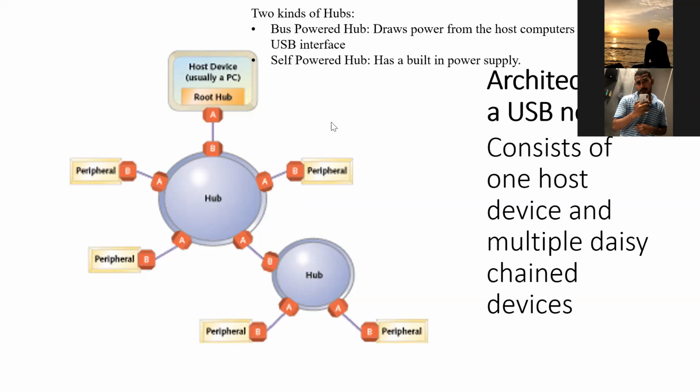Bus powered means while I'm inserting it into the computer, the USB will draw the power there itself. That is bus powered. Self powered means it has a built-in power supply. So there is a self powered hub, because some wireless USB is also there, and at that time it has a built-in power supply. Are you clear? So we have two types of hubs: bus powered hubs and self-powered hubs.